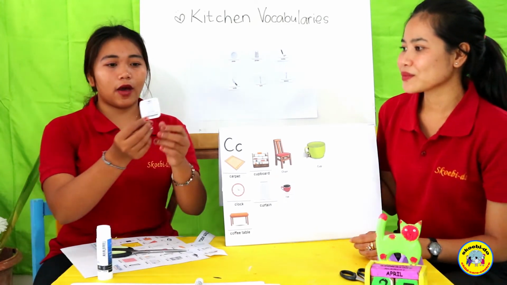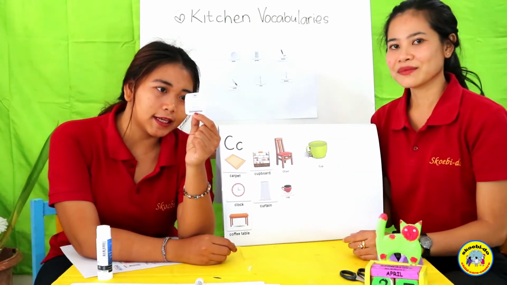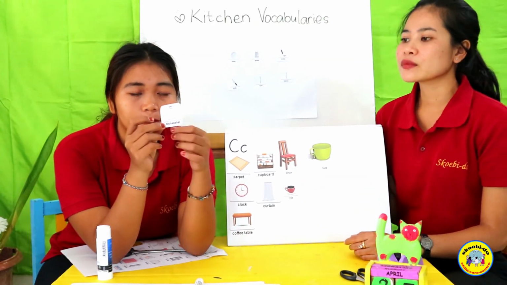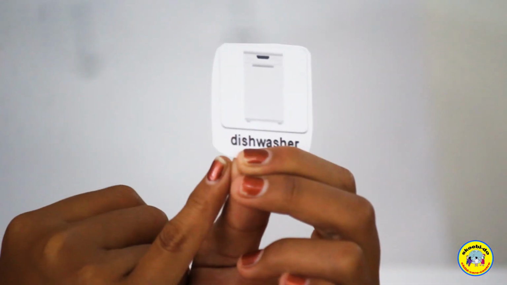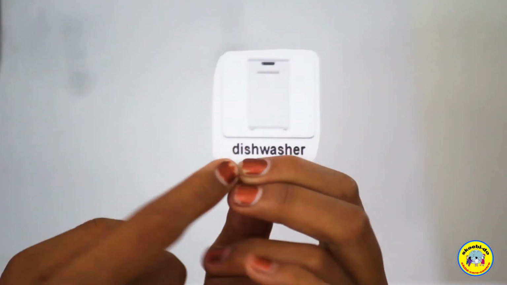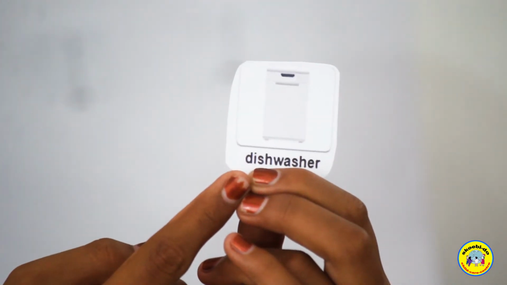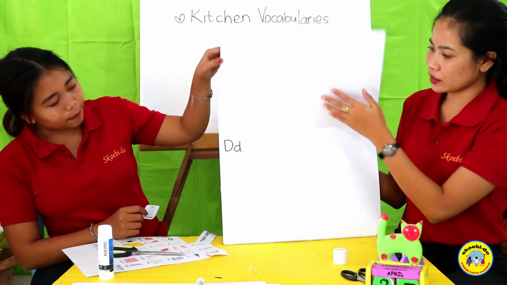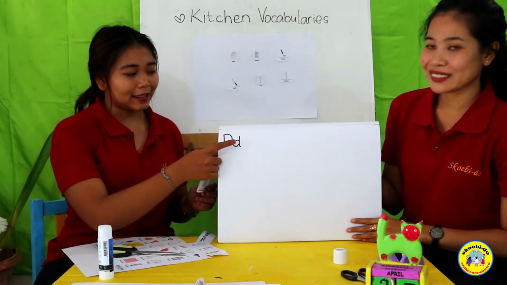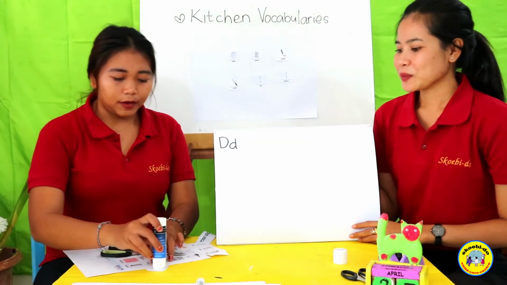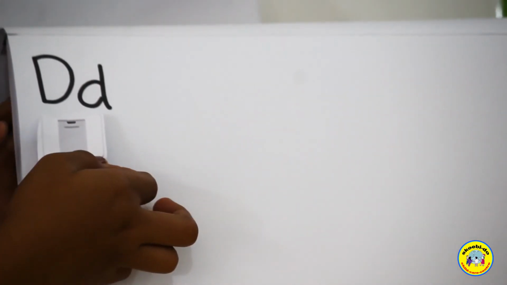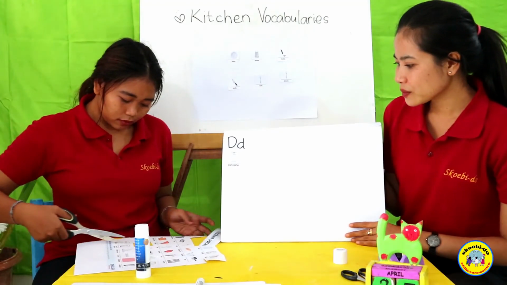Okay, next. So I got this picture. This is a dishwasher. So can you find the first letter? What is the first letter here? Yes, it starts with letter D. So we need to find letter D on the vocabulary book. Yes, so this is letter D. We can keep it on the paper. Okay, I still have more.